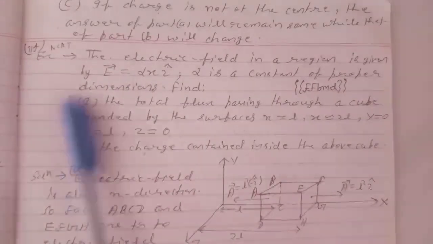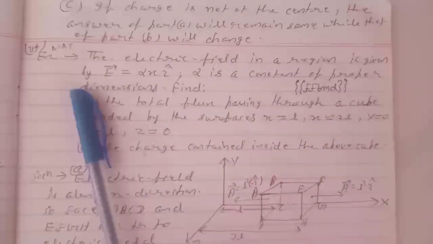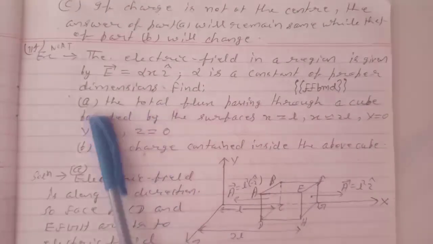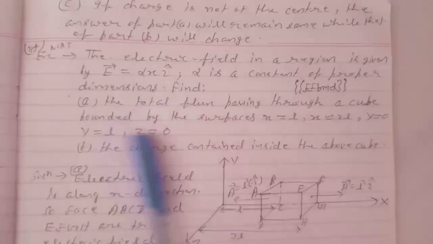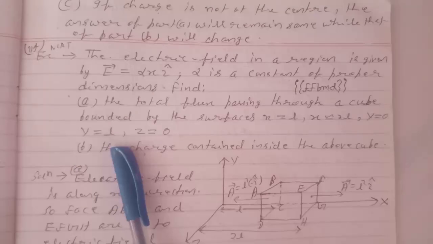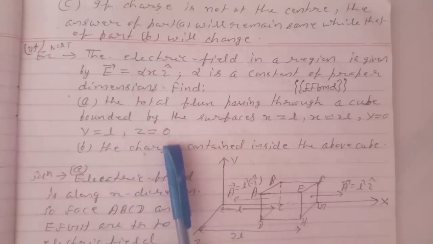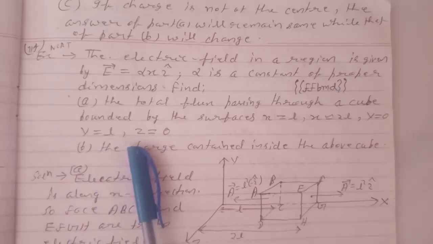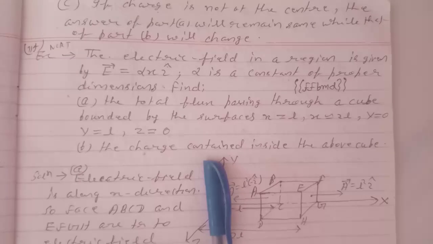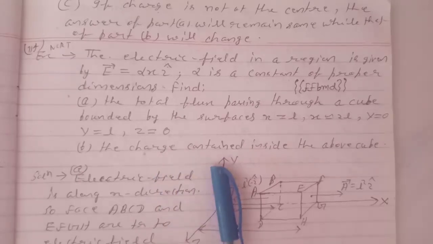Next question. The electric field in a region is given by E vector equal to alpha x into i cap. Alpha is a constant of proper dimension. Find A, the total flux passing through a cube bounded by the surface x equal to L, x equal to 2L, y equal to 0, y equal to L, and z equal to 0. B, the charge contained inside the above cube.